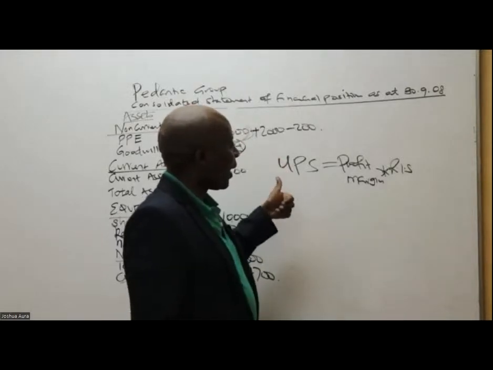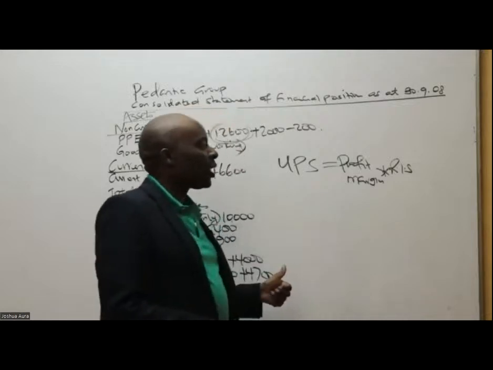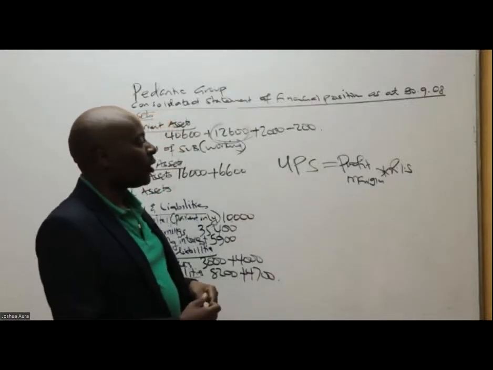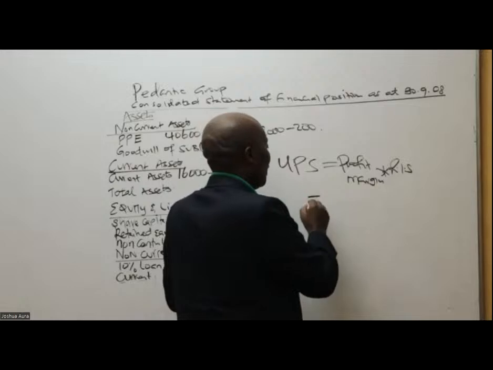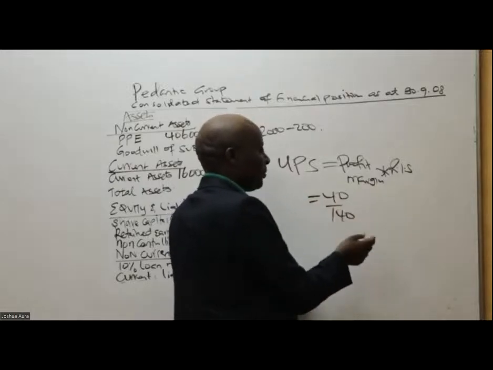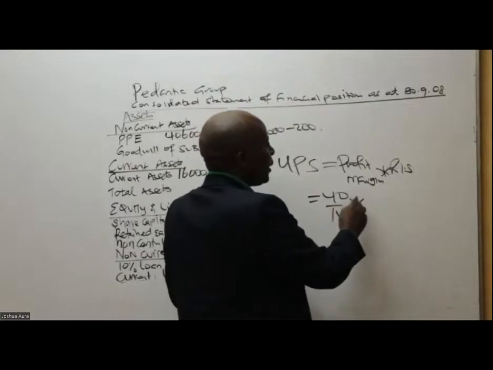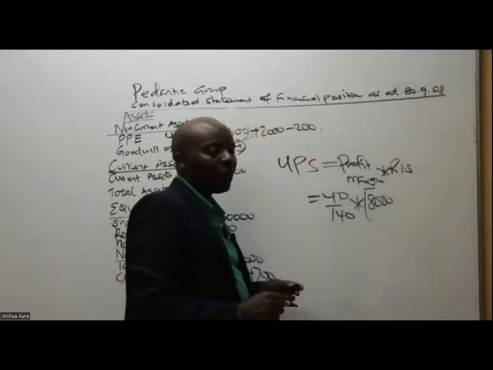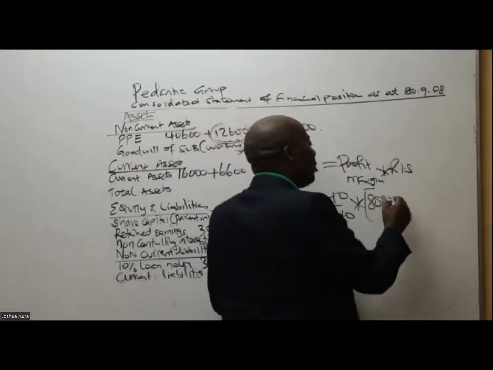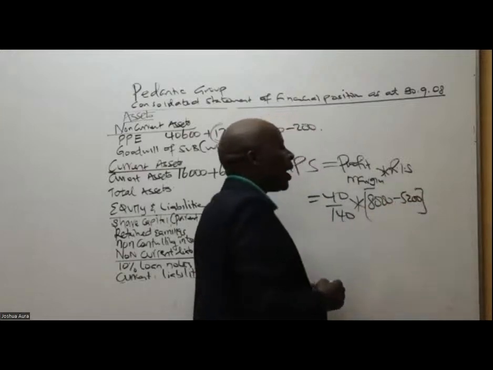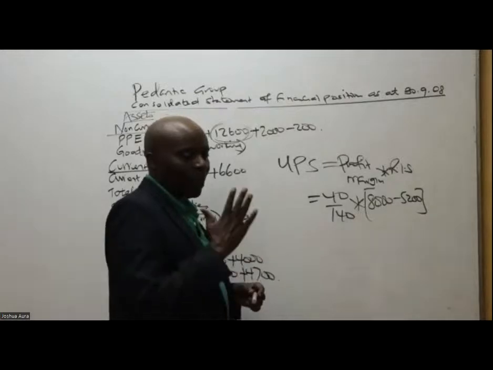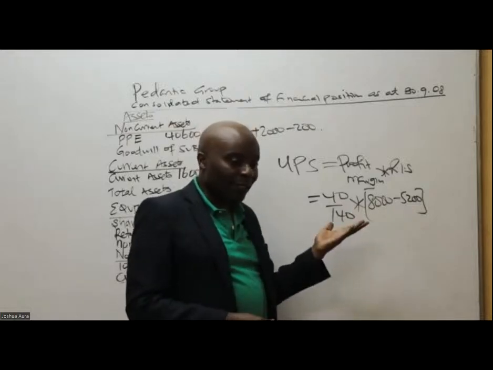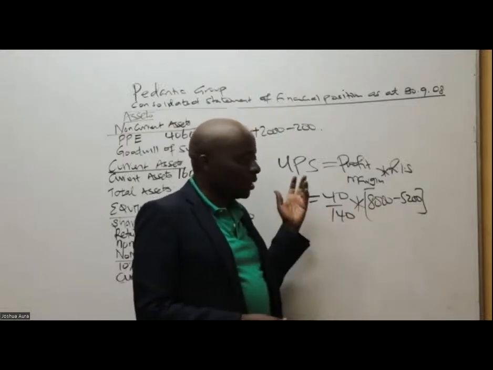Unrealized profit on stock is profit margin times remaining intra-sales. You guys have told me that the profit margin is 40 over 140. If you wish, you can cancel this, but is there a need really? It's 40 over 140 times remaining REES. We had sold goods worth 8,000 between ourselves, and by the end of the year we were able to push to the market 5,200 worth of those goods. So the remaining intra-sale will be 8,000 minus 5,200. Whatever you get there, I don't want to know the figure. What I'm interested in is the UPS.